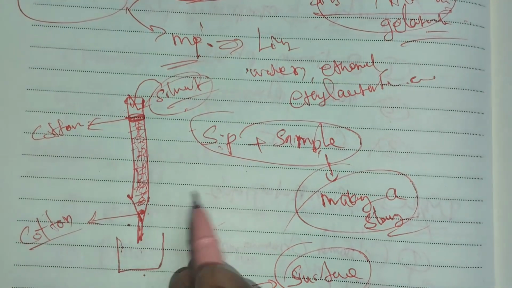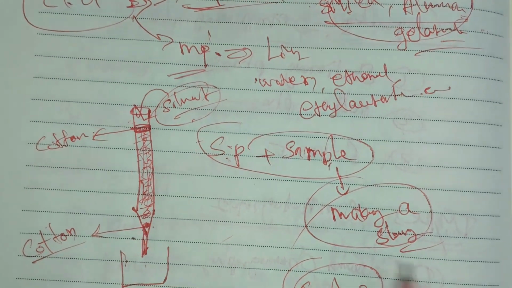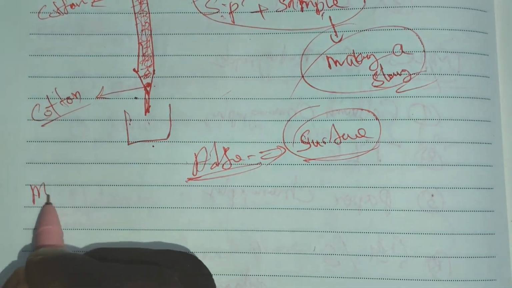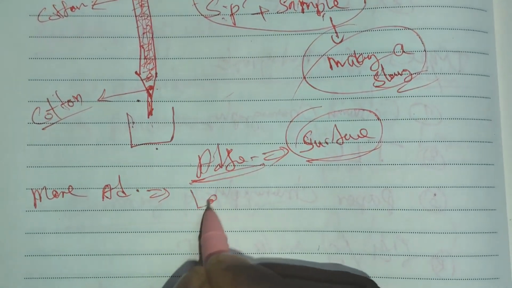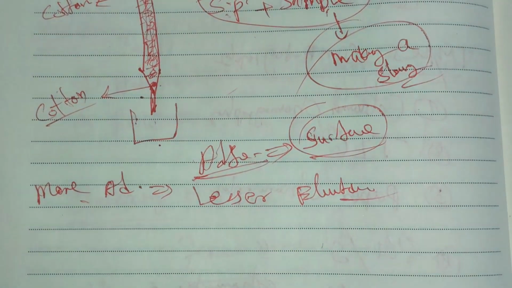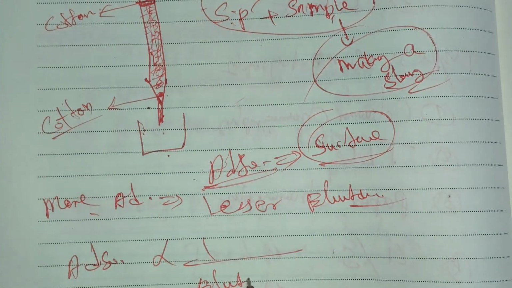Here the compound and the stationary phase follow the adsorption principle. The compound adsorbs at the surface of the silica gel. The more the adsorption, the lesser the elution, so these two are inversely proportional. Generally, adsorption is the inverse of elution.